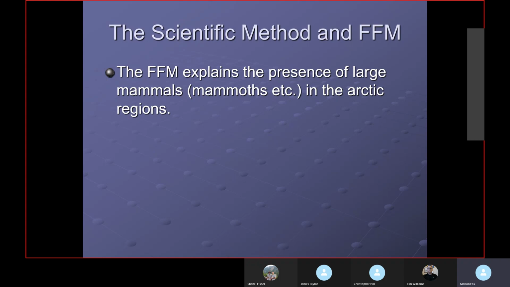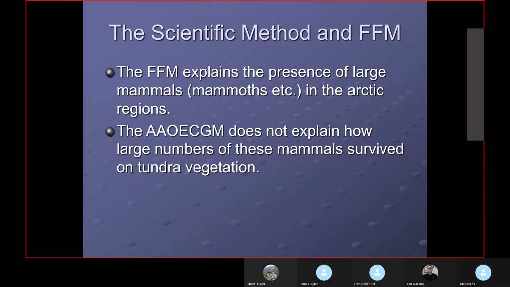My model explains the presence of large mammoths in the Arctic regions. Now, the atheist, agnostic, old Earth creationist geologic model does not explain how large numbers of these mammals survived on tundra vegetation. We've looked at tundra vegetation. It's very fragile. You step on it, and it may take 2 or 3 years to revive itself. It doesn't go through all of the stages every year. It just goes through one stage. It may set the blooms one year, put the seed the next, and then it goes through maybe 2 or 3 or 4 years to actually cycle itself. And so it's very, very slow about doing this.